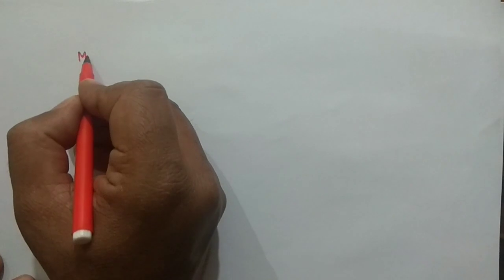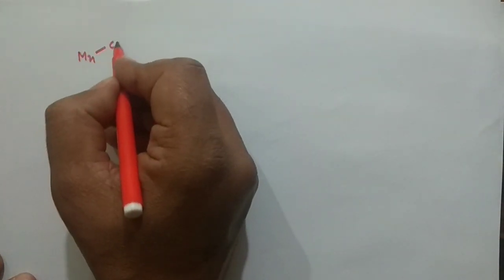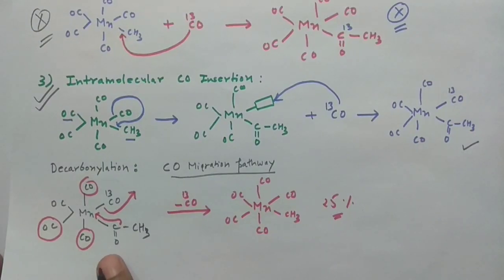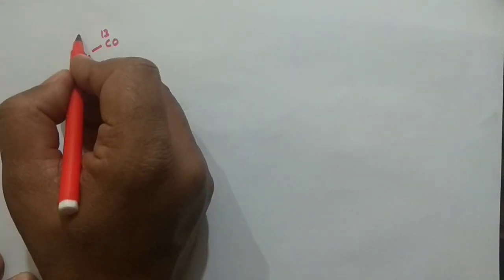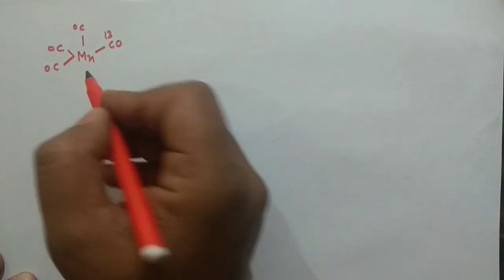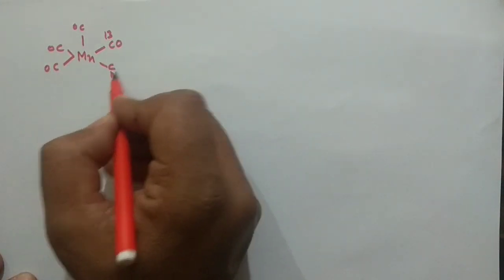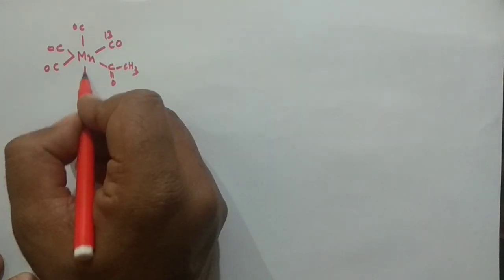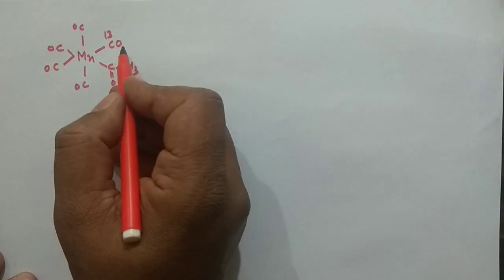And now I am doing the decarbonylation reaction. Say this is my manganese. And again I am starting with this same starting material. With this starting material I am doing the reaction. Okay, so these are the carbonyls, and this is your ethyl group, and this is your carbonyl. You have removed this one. Okay, so there is no need to remove this one.